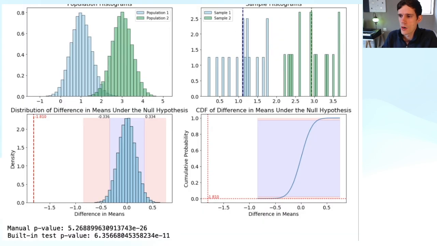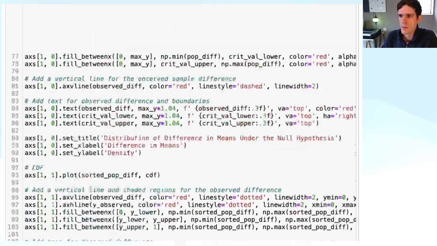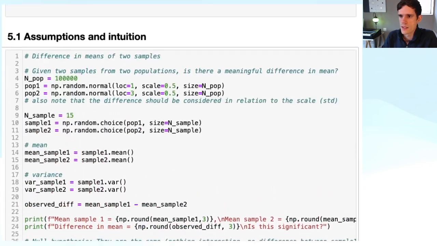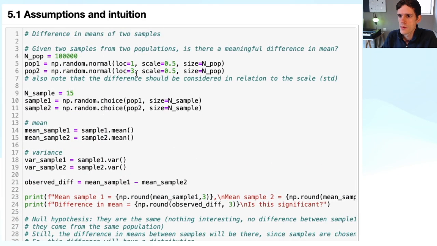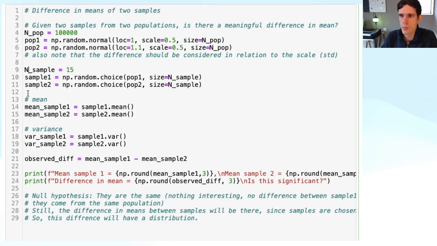So let's change our parameters to make it much more interesting again. Let's again decrease the difference between the population means, and now let's decrease it such that it's only different by 10%. Let's see if our p-value correctly identifies this difference based on a sample of only 15 points.